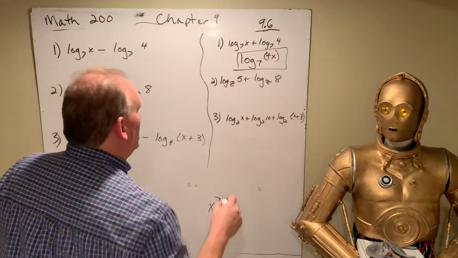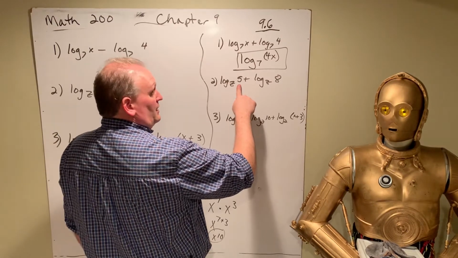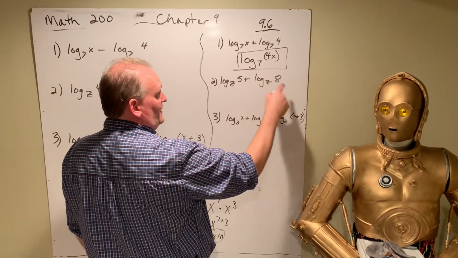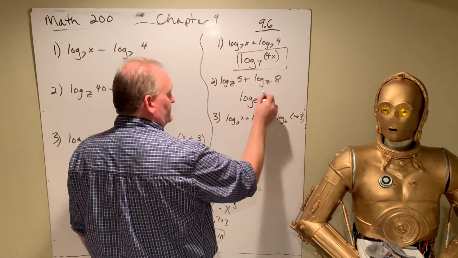All right. What about this? Log base z of 5 plus log base z of 8. That's going to just be log base z of 40. That's it. Done.